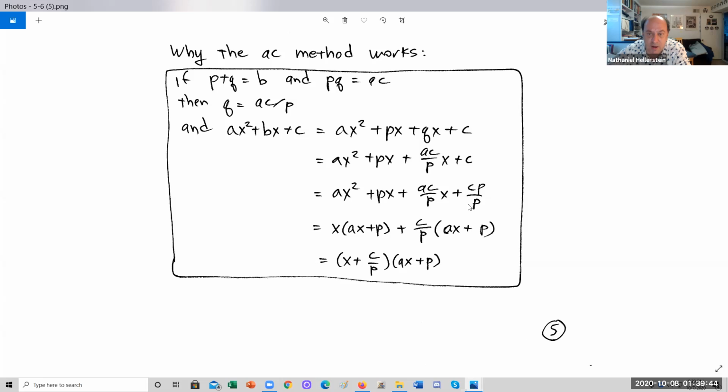Now, having gotten into this form, these first two terms have a common factor of x times ax plus p, like that. These two terms have a common factor of c divided by p times ax plus p again. Well, what do you know? ax plus p is a common factor. Out it comes, times x plus c over p right there. So this AC method will work in general.